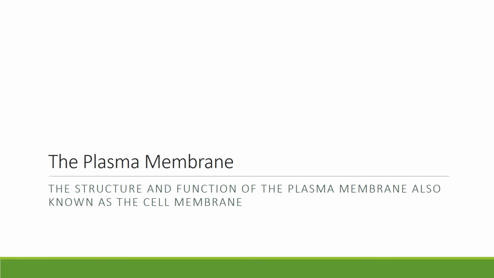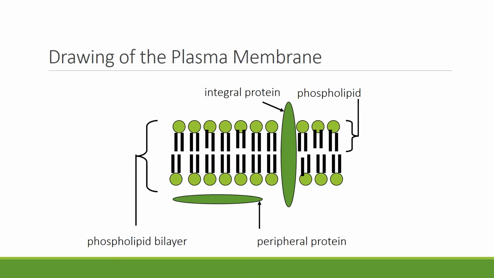This lecture covers the structure and function of the plasma membrane, also known as the cell membrane. This is a drawing of the plasma membrane. It shows the phospholipid bilayer. That means two layers of phospholipid molecules, and proteins that go through this phospholipid bilayer, or integral proteins, and proteins that sit on the outside of this phospholipid bilayer, known as peripheral proteins.